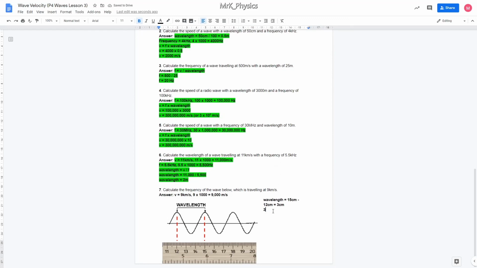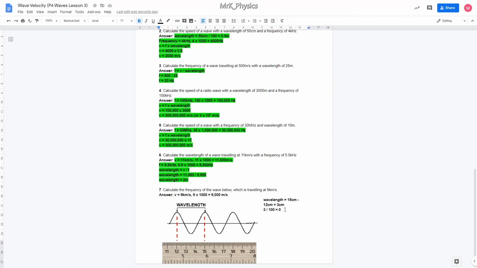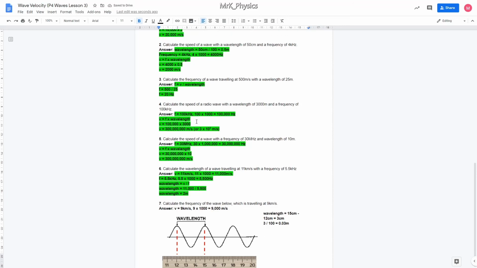So back to this one here. 3 centimeters divided by the 100 gives us, in fact, let's just do this on here, 3 divided by our 100, because it's definitely divided by 100 to get it to meters, 0.03 meters. So now we've got our wave speed or velocity and we've got our wavelength in meters. All that's left is to work out the frequency.